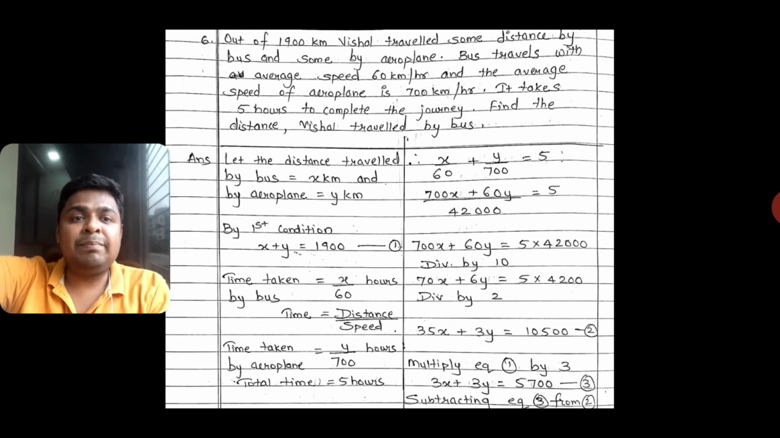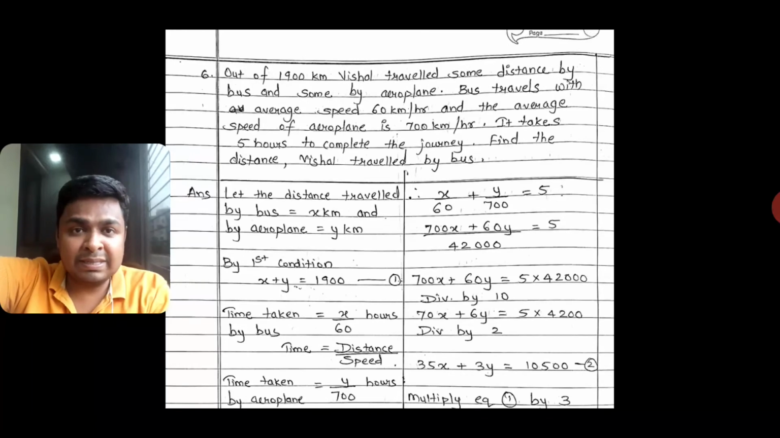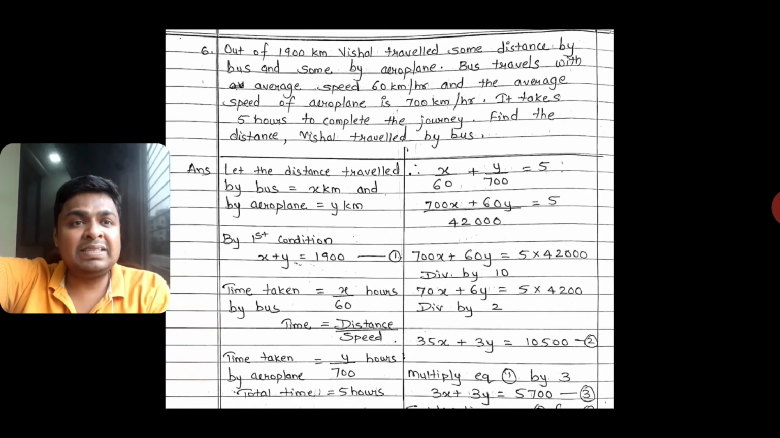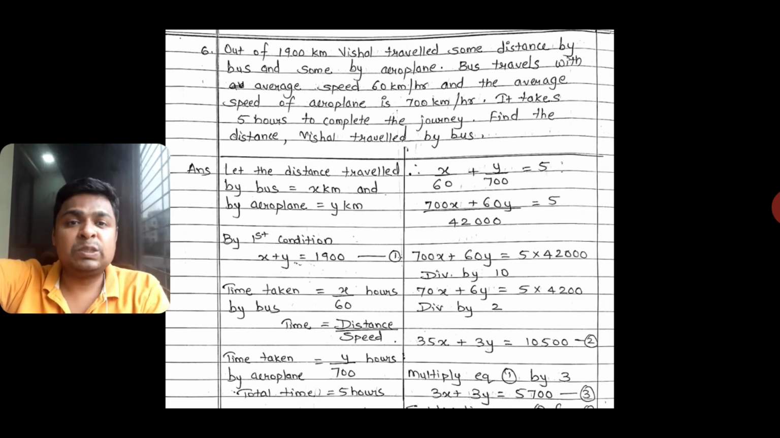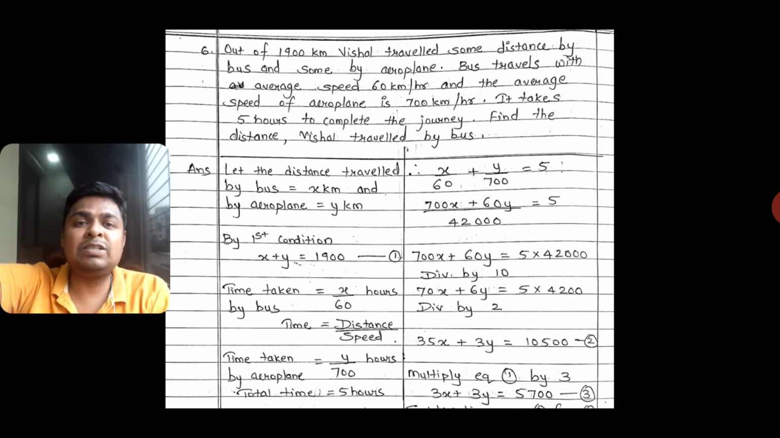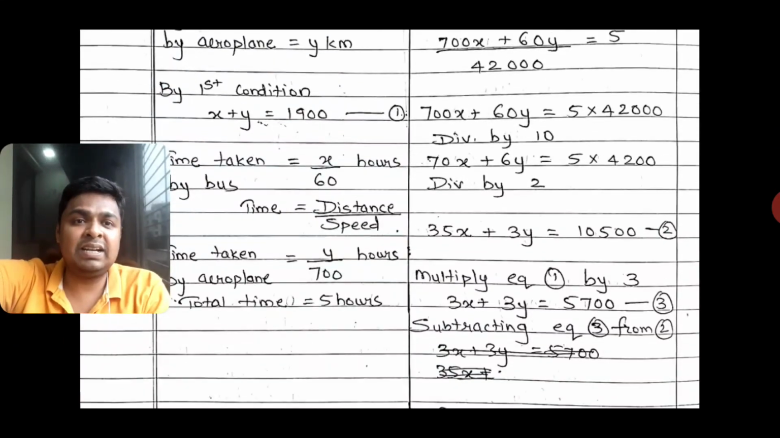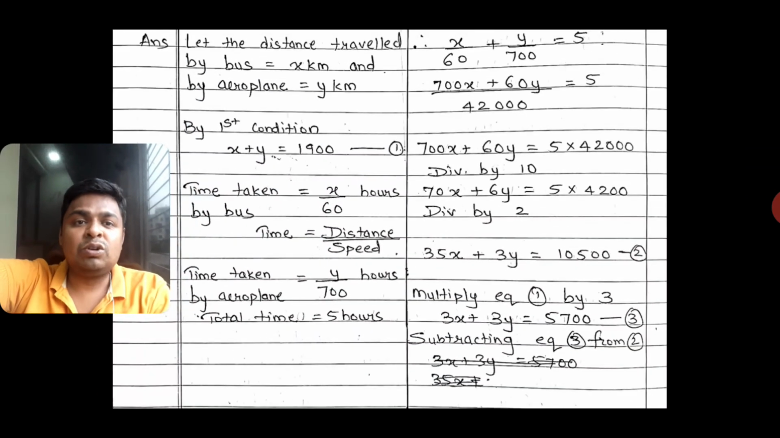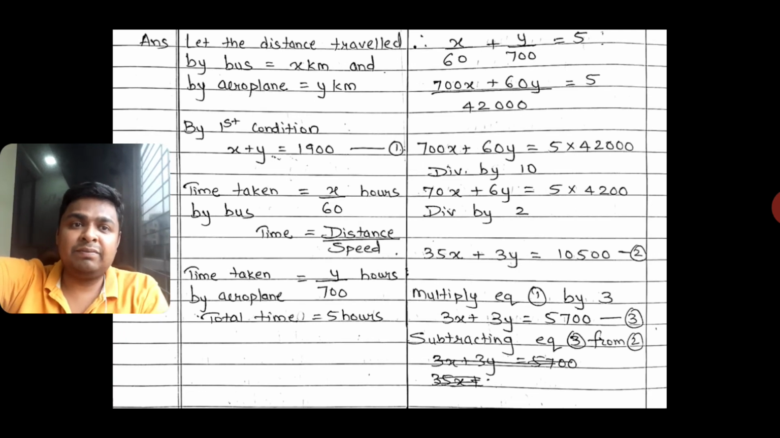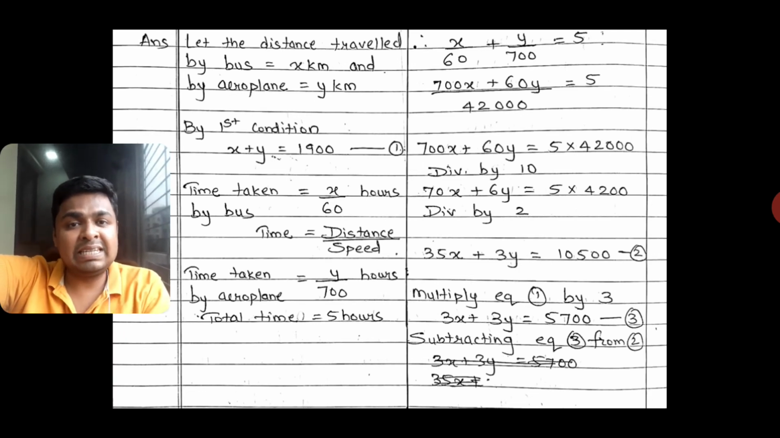Now time taken is equal to distance upon speed. The distance traveled by bus is x and the speed is given as 60 km per hour. So we can take the time taken by the bus as x upon 60. X is the distance and 60 is the speed. We have the formula time is equal to distance upon speed. So the time taken by bus will be x upon 60 hours.